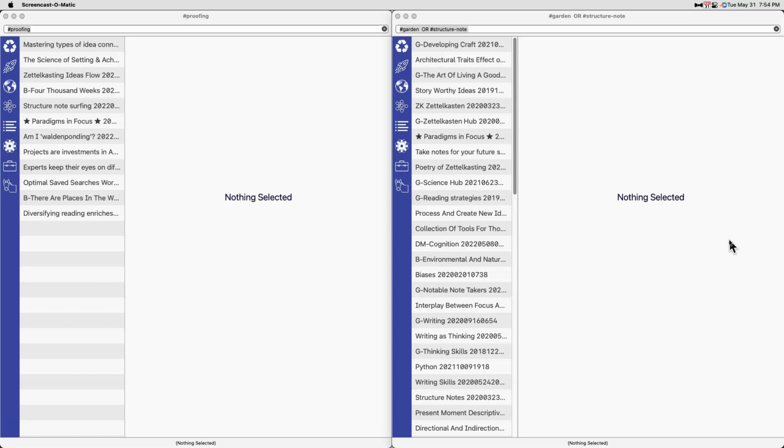Here we are. We're going to be talking today a little bit about structure notes. This is in response to Graham Weston's post on the zettelkasten.de forums: Structure tags as an alternative to structure zettels.